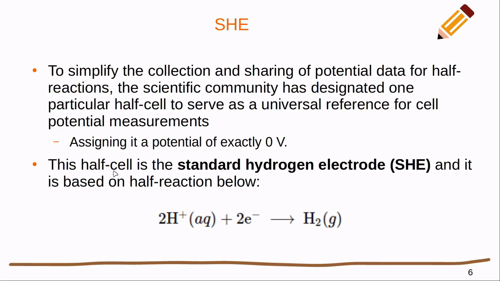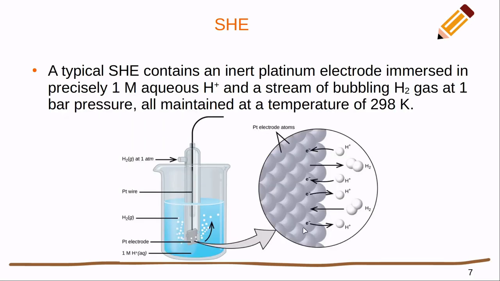That standard is called the standard hydrogen electrode, or the SHE cell, and it is based on the half reaction below. So it's two protons taking on two electrons to produce hydrogen gas. And this is what the typical cell is going to look like.